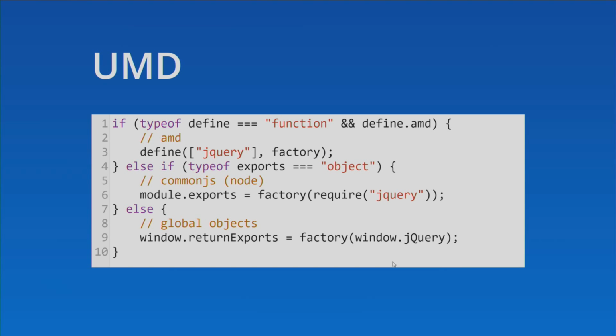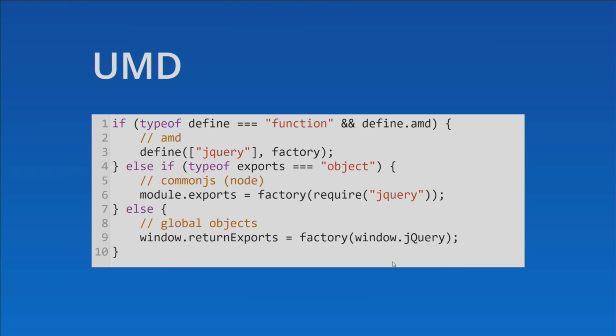So the universal module format is very ugly. This is code from the universal module format file. It is a wrapper code that is included with every file, and it tries to determine if some module loader is available on the page. If there is an AMD module loader available, then it uses AMD. If not, and there is a CommonJS module loader, then it uses CommonJS. And then it falls back to the global objects if nothing is found.